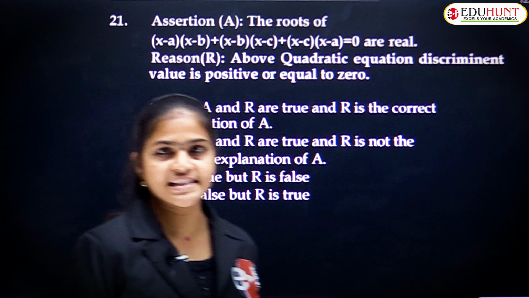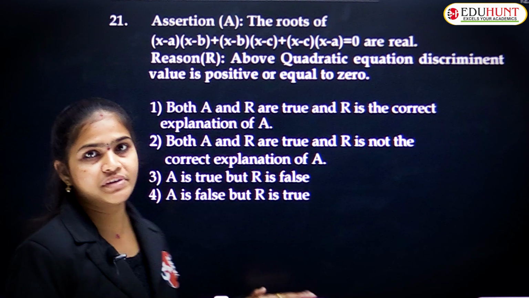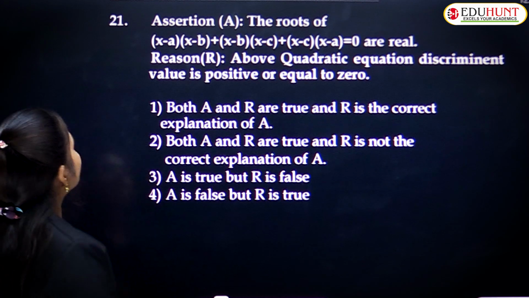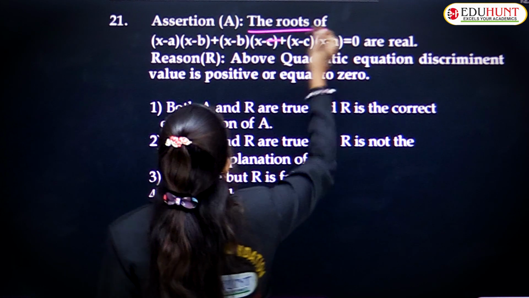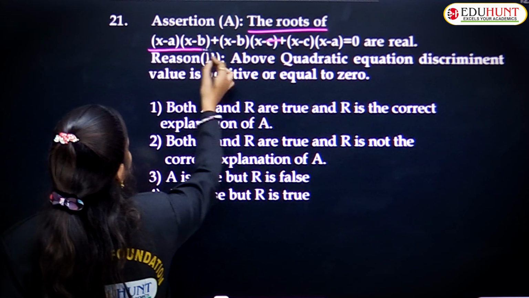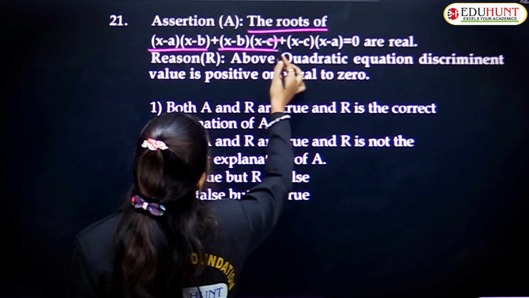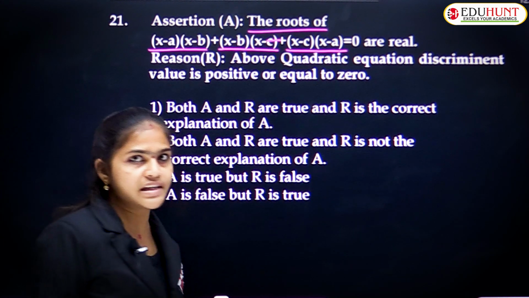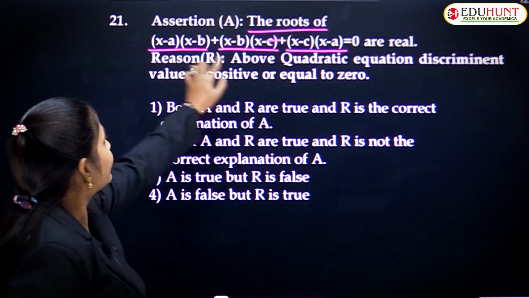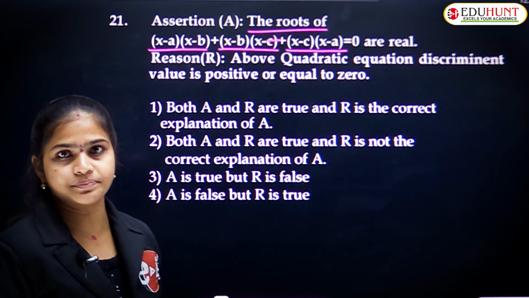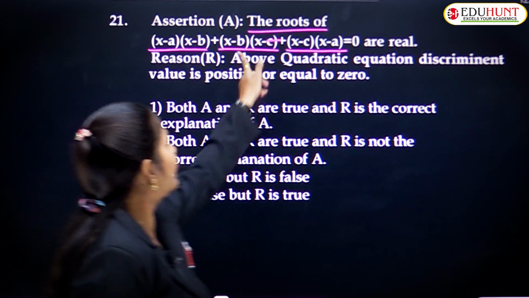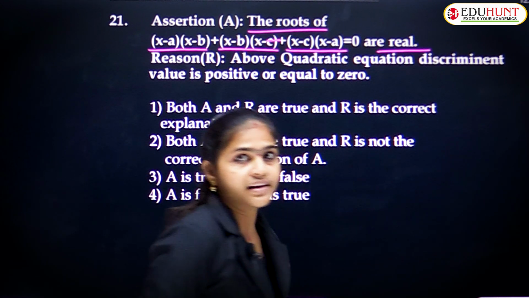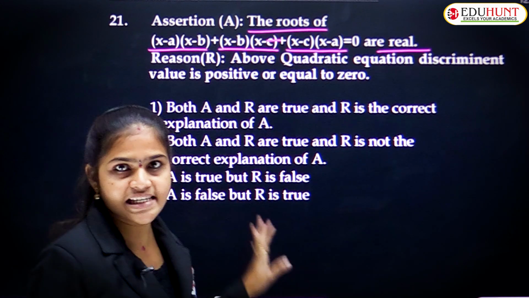So children, see here, up to now we discussed this type of questions, so directly I will tell you this one. So the assertion is the roots of x minus a into x minus b plus x minus b into x minus c plus x minus c into x minus a is equal to 0. After simplifying this, we will get that quadratic equation. Here they are saying that this quadratic equation's roots are real. Roots are real, that is given in the assertion.